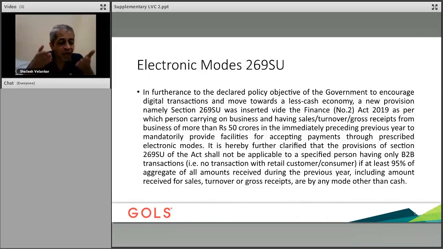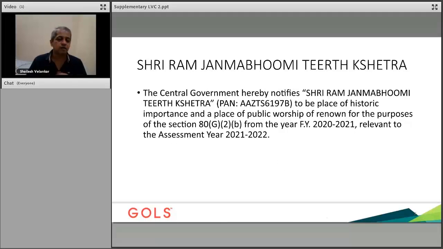See here, 269SU is applicable. The turnover of the company is more than 75 crores. So it is anyway applicable. But there is a relaxation. If you are having a B2B sale only, then 269SU is not applicable. But even when you are doing all B2B transactions, 95% has to come from non-cash. Here only 90% is coming from non-cash. There is a violation. 269SU is applicable. The company will have to provide those means there. Do you agree? Yes, I think everybody agrees now. So this is how you have to read the sections very carefully when you work. Okay. So I think this electronic modes section 269SU is quite clear to everyone.